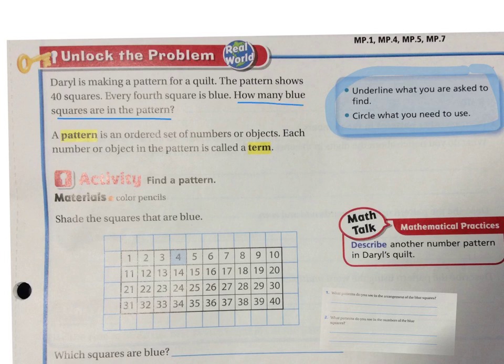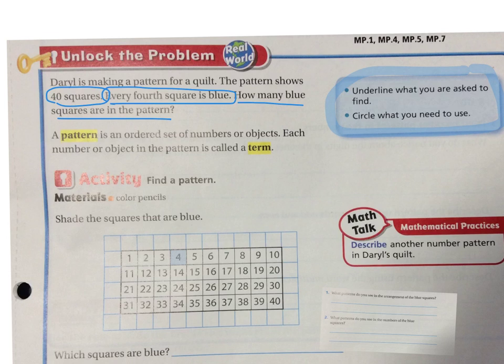Then it says circle what you need to use. That means circle the important information. All the important information is that there are 40 squares and every fourth square is blue. Do you see how Go Math agrees with Miss O that you need to underline what the question is asking and circle the important information? If two sources say it, your teacher and your book, it must be true. So please do it, okay?